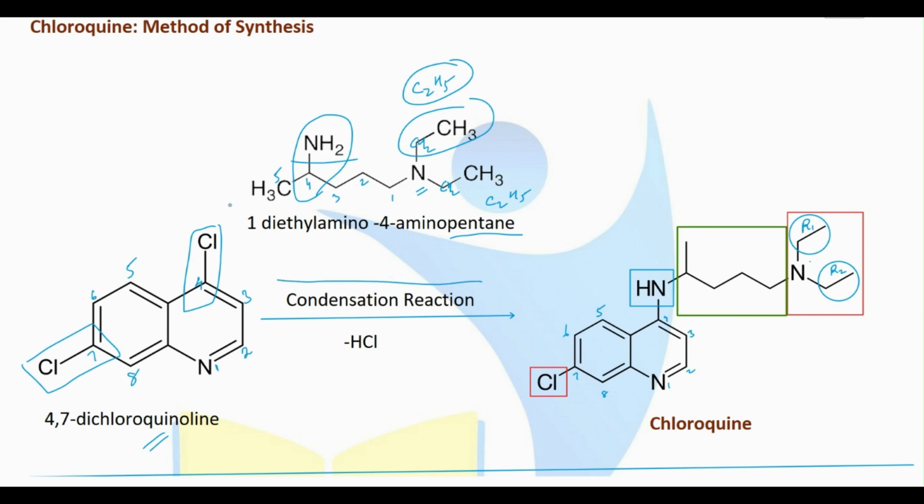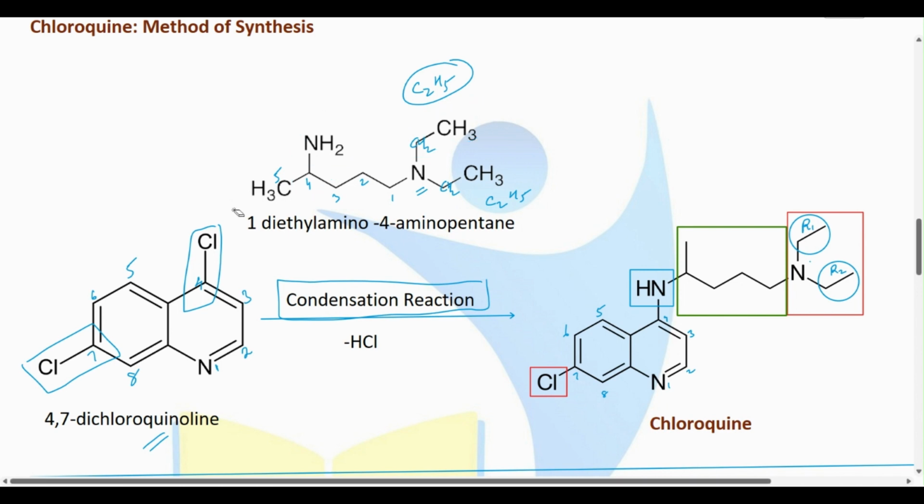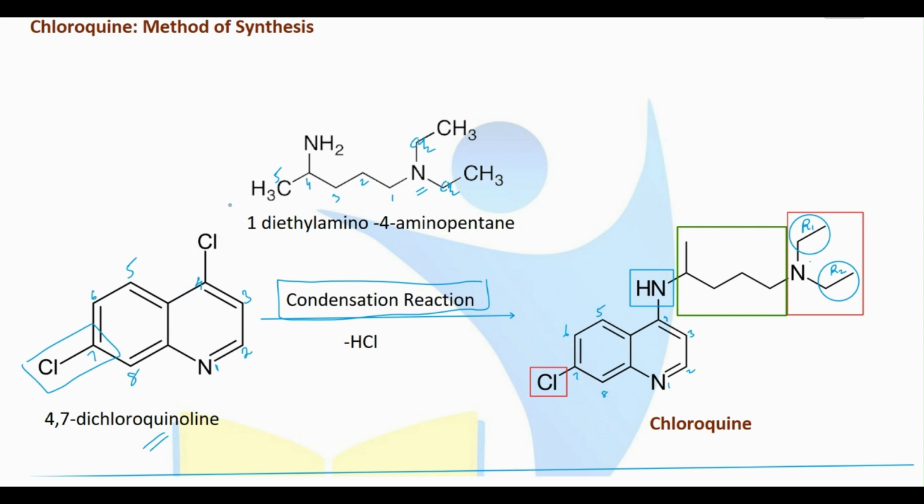So this is a type of condensation reaction. So what happens in a condensation reaction? We know that from each molecule something is going to contribute, right? From dichloroquinoline, the fourth position chlorine is going to combine with the hydrogen atom from the amino group of diethylamino 4-aminopentane. Here, this chlorine, and from here one hydrogen will combine, and this will lead to the elimination of a molecule of HCl, correct?